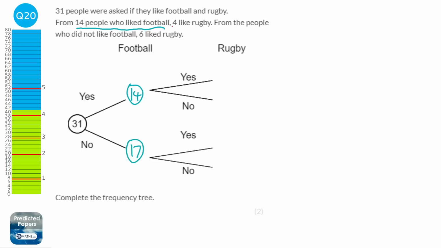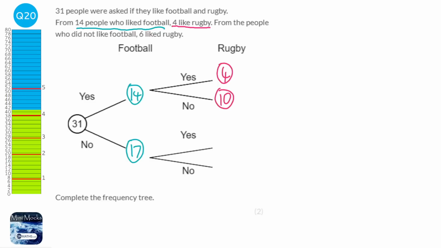Carrying on the sentence, it says 4 like rugby. So 4 of those liked rugby. And we had 14 to start off with down this strand. And so that must mean that we've got 10 who don't like rugby. So of those 14, 4 liked rugby, so therefore 10 must have not liked rugby.